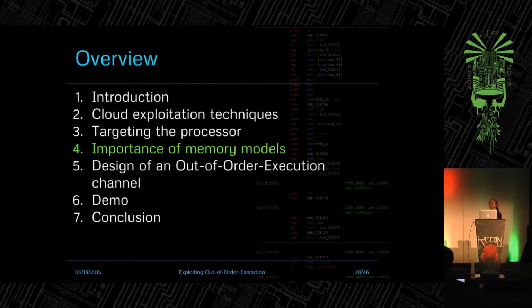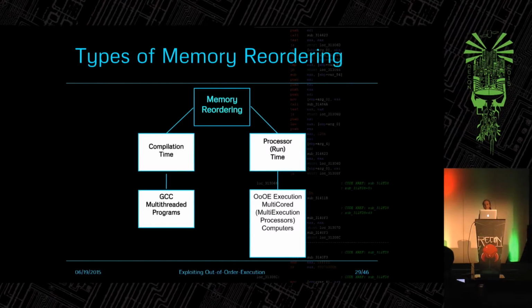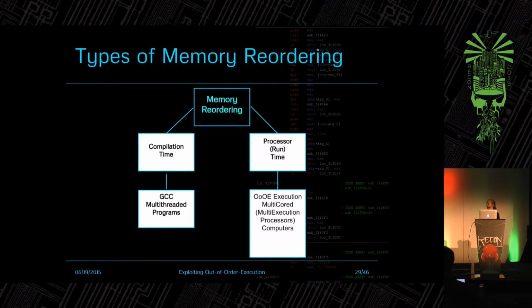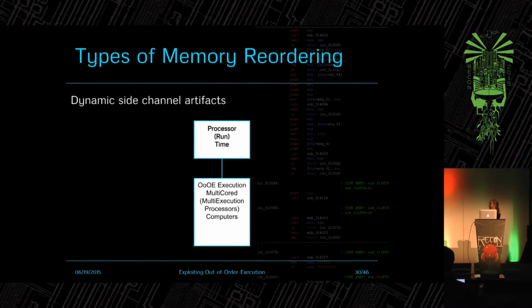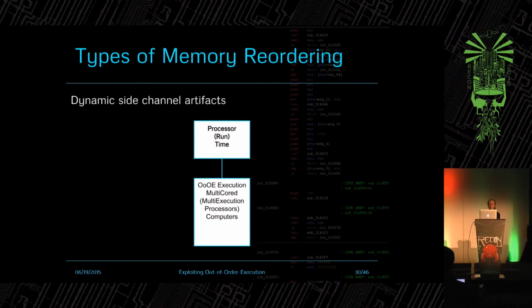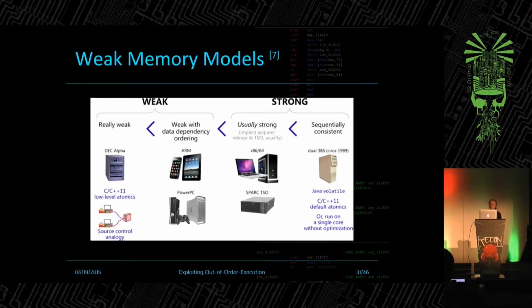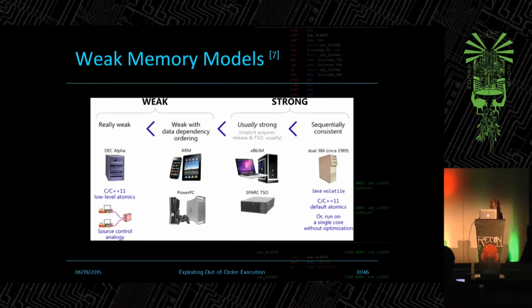So this brings us to the importance of memory models. There are two different types of memory reordering, compilation time and runtime. Obviously, we're focusing on runtime, or the out-of-order execution case, where the pipeline is dynamically reordering our instructions. And we're also focusing on a usually strong memory model.